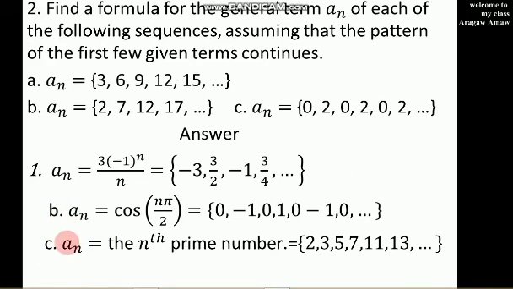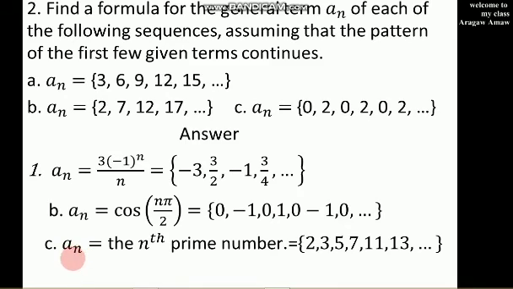In case of B, a_n equals cos of n pi over 2 is the general term, and we can list some of the terms. When n is 1, cosine of pi over 2 is 0. When n is 2, cosine of pi is -1. When n is 3, cosine of 3 pi over 2 is 0, and it continues like this.